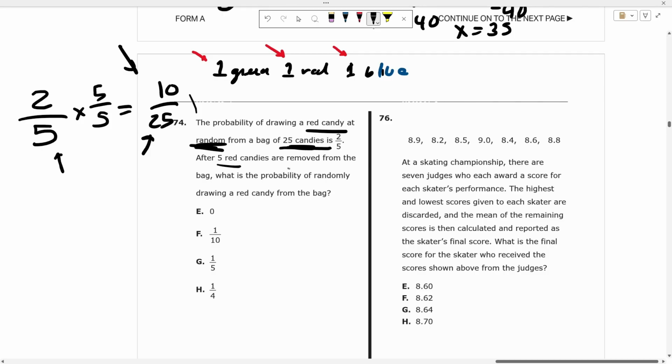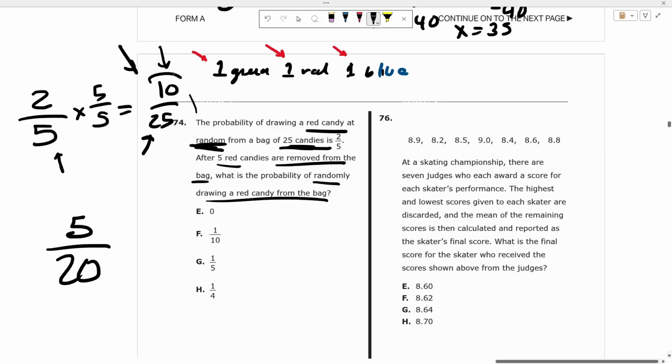So after 5 red candies are removed from the bag, what is the probability of drawing a random red candy? So if we take away 5 red candies, there are now 20 candies in the bag in total. And instead of being able to choose from 10 red candies, I can now only choose from 5, because I took away 5 from it. Then 5/20 is equal to 1/4, which is choice H.